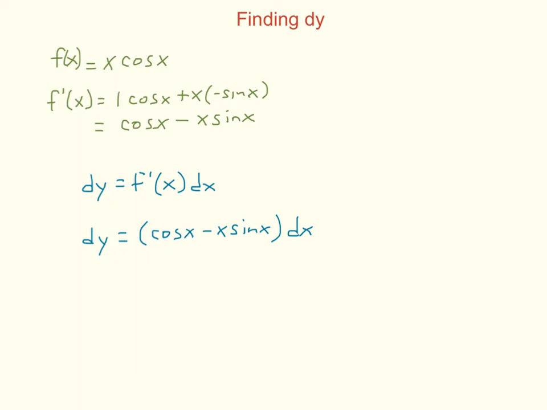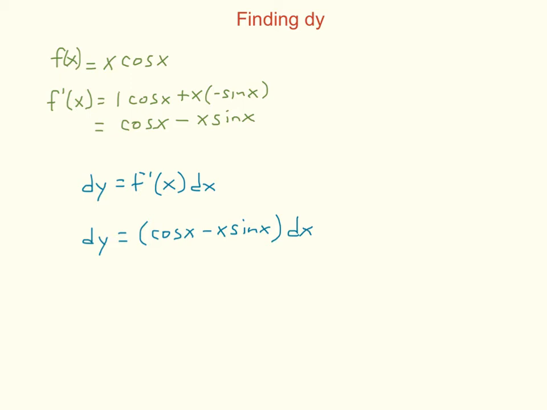So one of the things you're going to be asked to do is find the differential of y and x. Well, the differential of x is just dx, so I don't have to worry about that. But to find the differential of y, dy, I know dy is equal to, as you see right down here, f prime of x dx. In this case, I have a function f of x, which is x cosine of x. So I want to find the differential of y, which is dy.